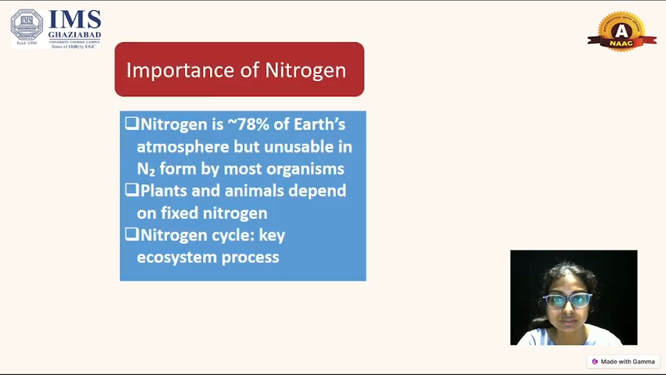Nitrogen is present in the earth at approximately 78%, but it is unusable in N2 form by most organisms. That is why nitrogen is converted into ammonia, and that process is known as nitrogen fixation. Plants and animals depend on fixed nitrogen. That is why the nitrogen cycle plays a key role in the ecosystem.